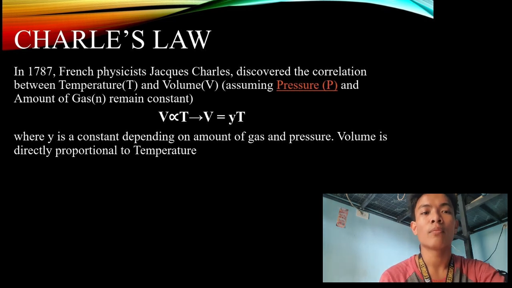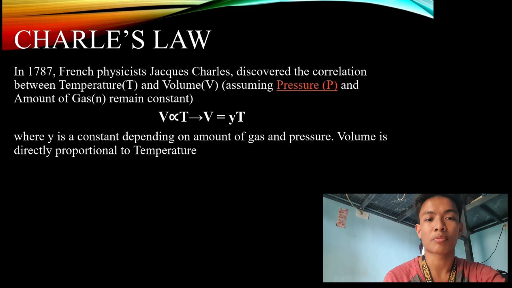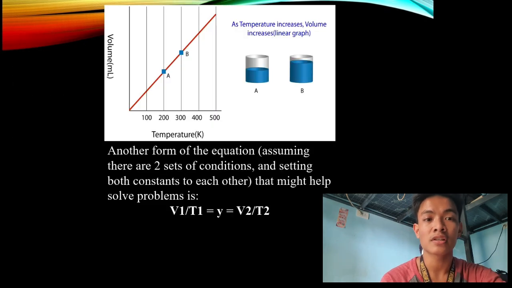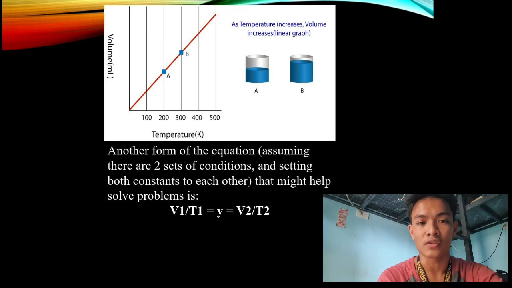Unlike Boyle's law, where pressure is inversely proportional to volume, here in Charles' law, volume is directly proportional to temperature. Another form of the equation, assuming there are two sets of conditions and setting both constants equal to each other, that might help solve the problem is V1 over T1 equals y, the constant, equals V2 over T2.